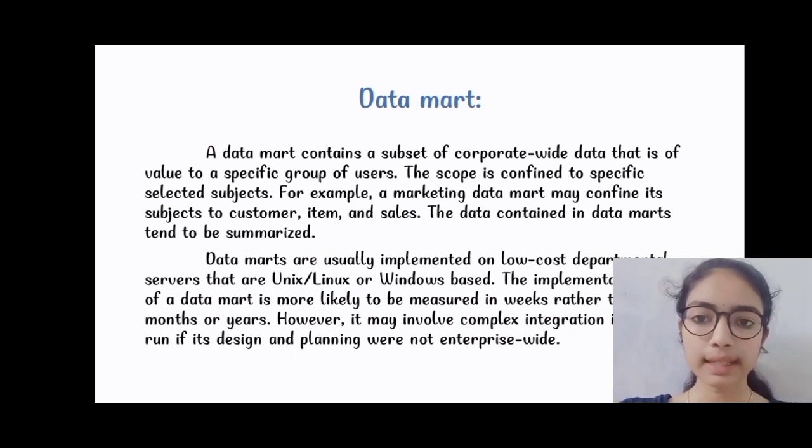The second model is the data mart. A data mart contains a subset of corporate-wide data that is of value to a specific group of users. The scope is confined to specific selected subjects. For example, a marketing data mart may confine its subjects to customer, item, and sales. The data contained in data marts tend to be summarized. Data marts are usually implemented on low-cost departmental servers that are Unix, Linux, or Windows based. The implementation cycle of a data mart is more likely to be measured in weeks rather than months or years. However, it may involve complex integration in the long run if its design and planning were not enterprise-wide.